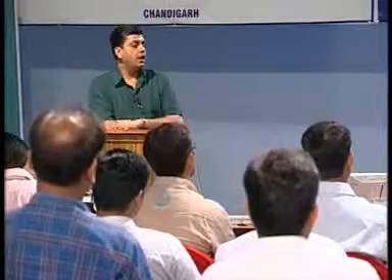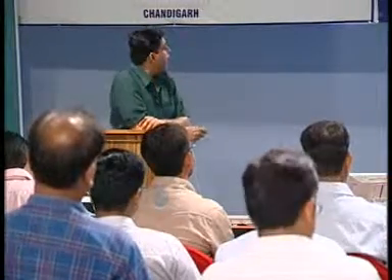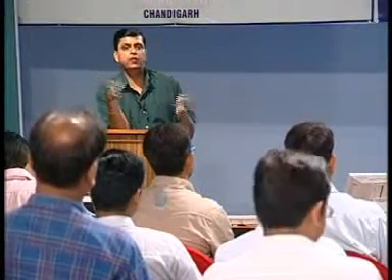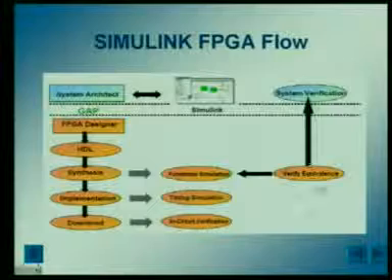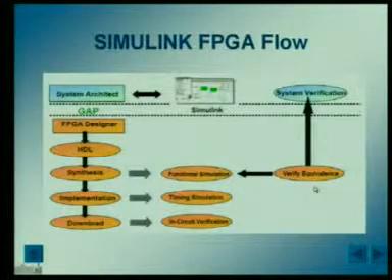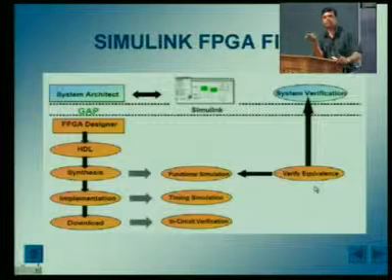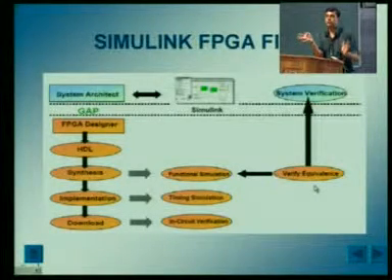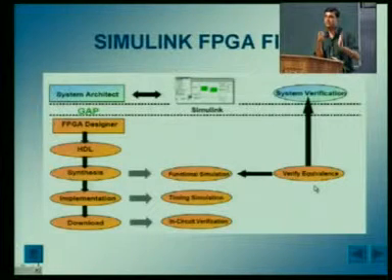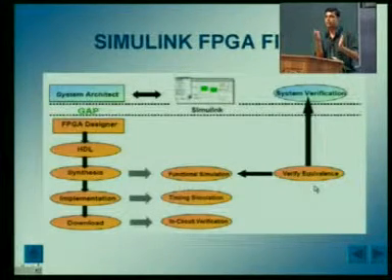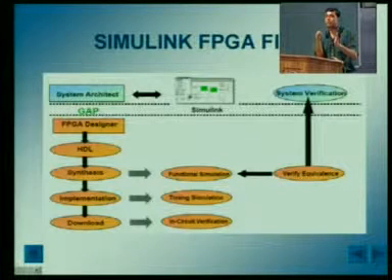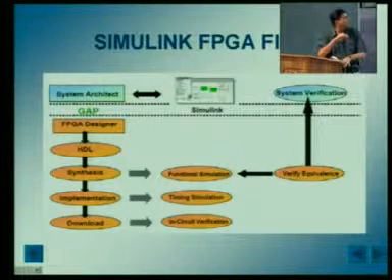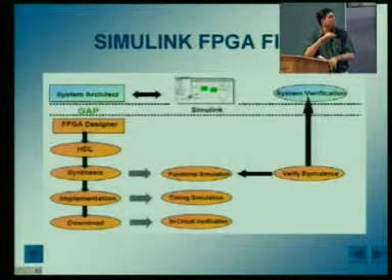Now, the Simulink FPGA flow. Here you can see, first of all, you have the system architecture and some requirements of your system, whether you are working in communication, image processing, or digital signal processing. First of all you should have some specifications of your system design. Once your specifications are there, you will create a block, and that block is known as a Simulink model. So, first of all, you will create the Simulink model here.